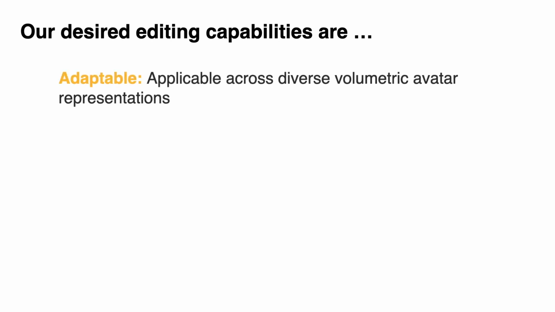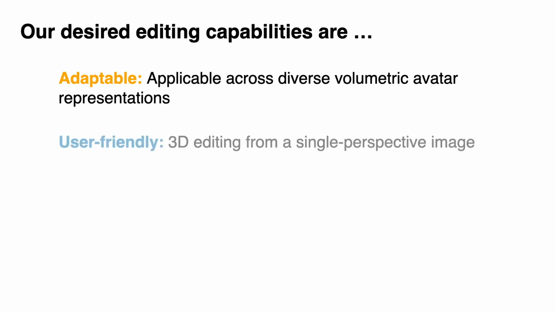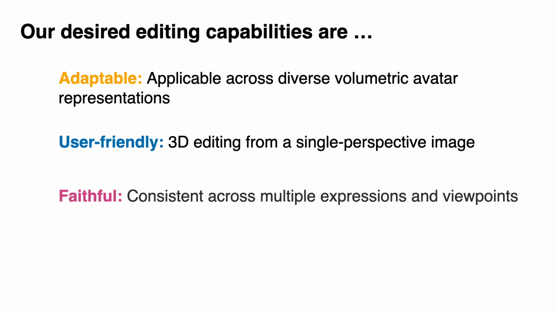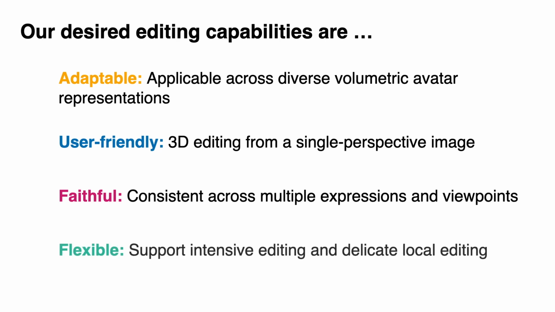Therefore, our desired editing functionality on the animatable avatar should have the following properties. First, adaptable: the editing approach should be applied to various volumetric avatar representations. Second, user-friendly: users can easily edit the 3D avatar with a single image. Third, faithful: the rendered novel view of the edited avatar should be consistent across multiple expressions and viewpoints. Fourth, flexible: the approach should support both intensive editing and delicate local editing.